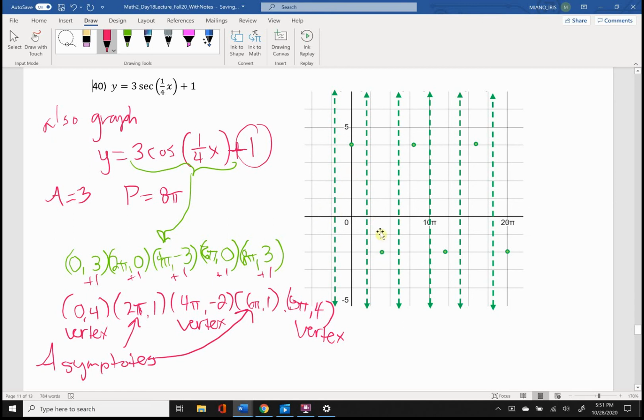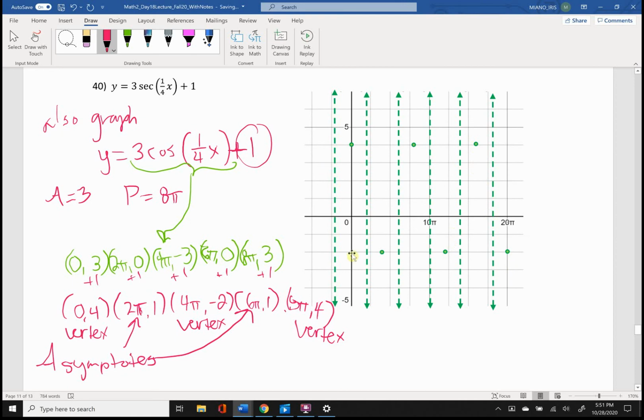I have one at 0, 4. I have one at 4 pi, -2. I have one at 8 pi, +4. And then I continued on with the pattern with these additional points right here.